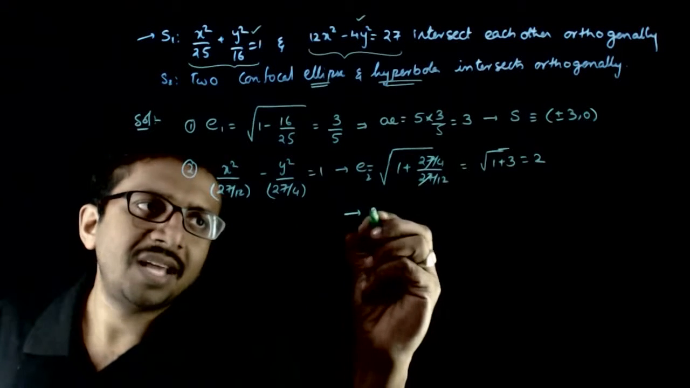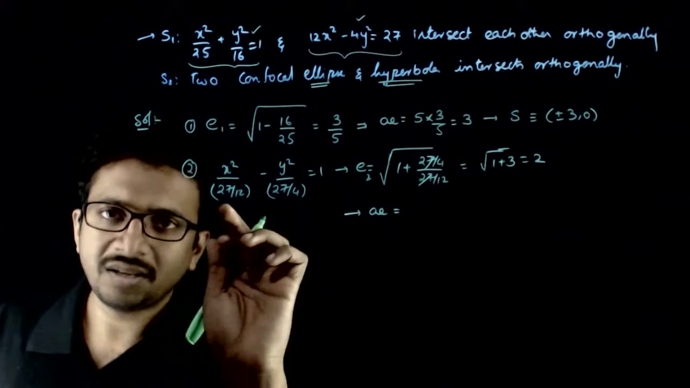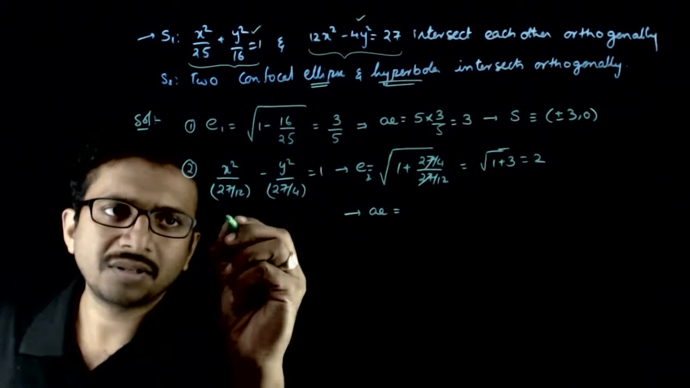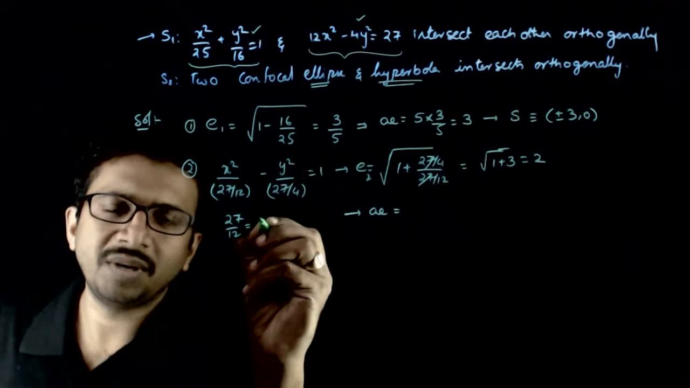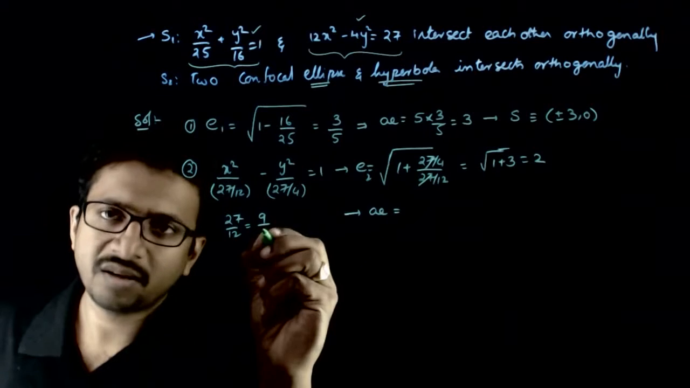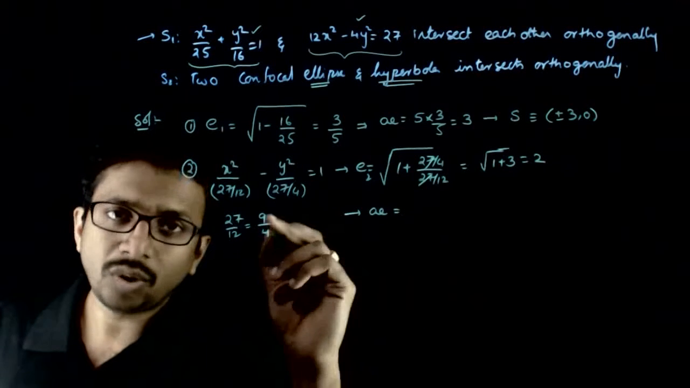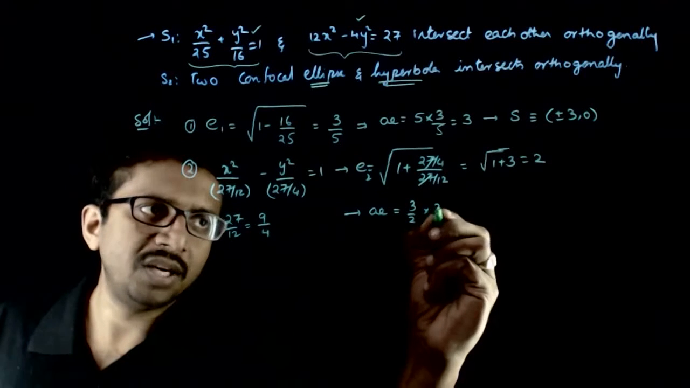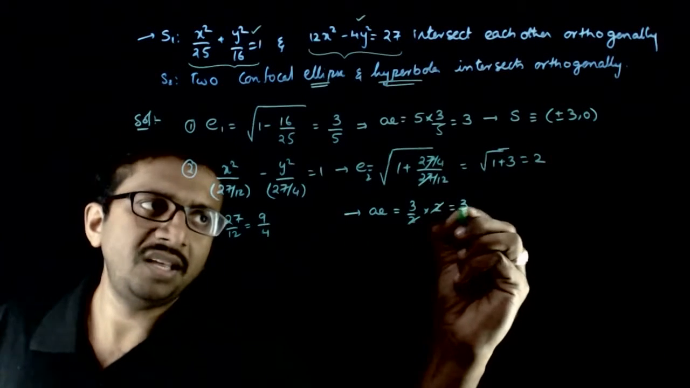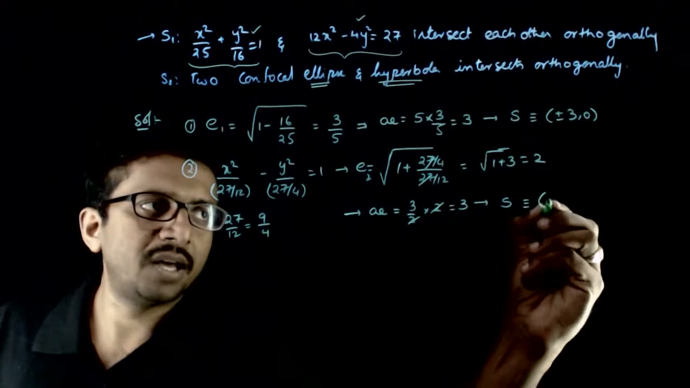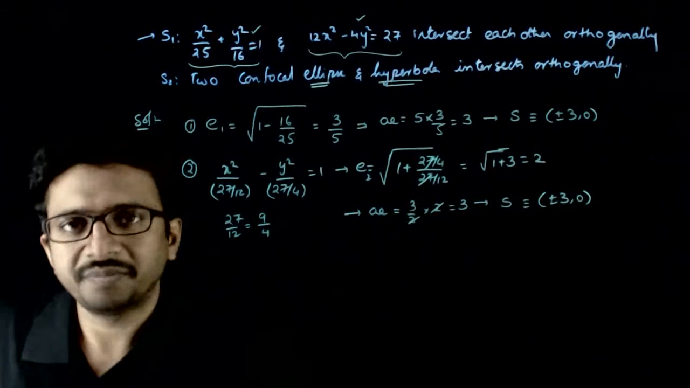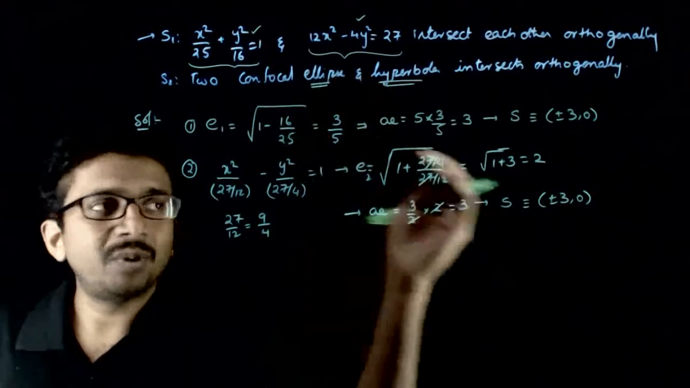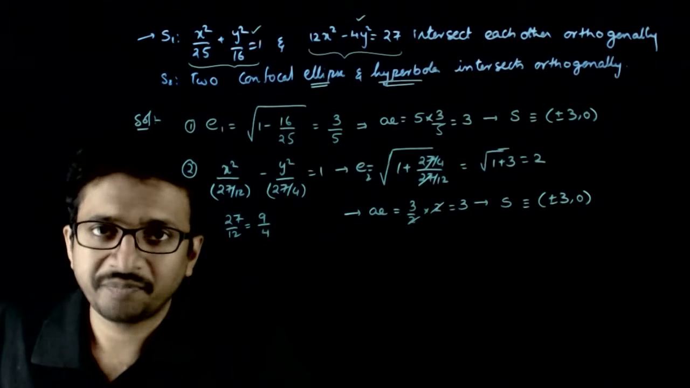Now what is AE? A is root of 27 by 12, that is if you cancel 3 out, 27 by 12 is nothing but 9 by 4. So root of 9 by 4 is 3 by 2, so A is 3 by 2 into 2, that is equal to 3. Hence the foci of the hyperbola are also plus or minus 3 comma 0. So this ellipse and this hyperbola have the same foci.